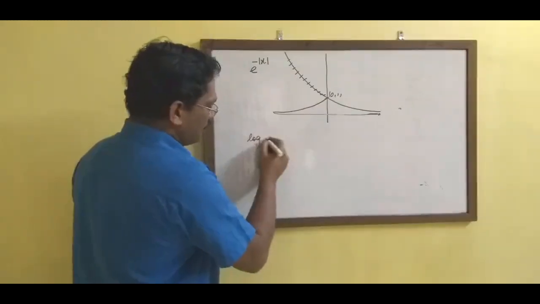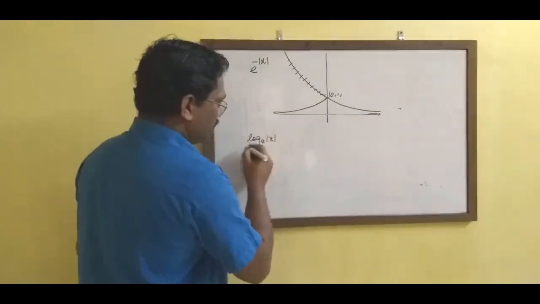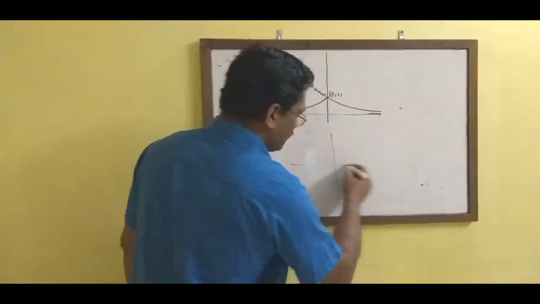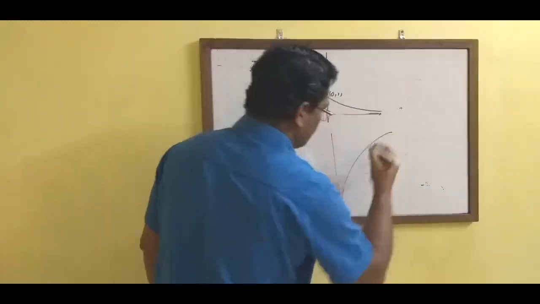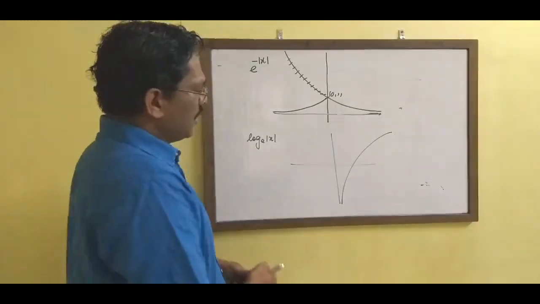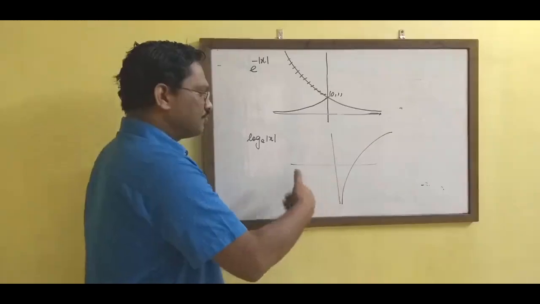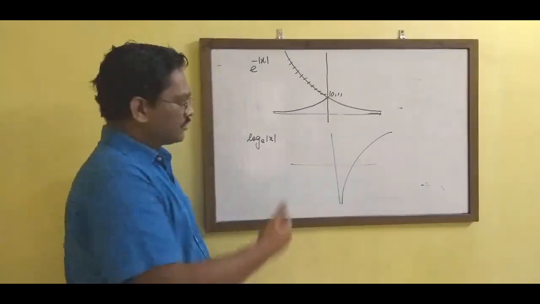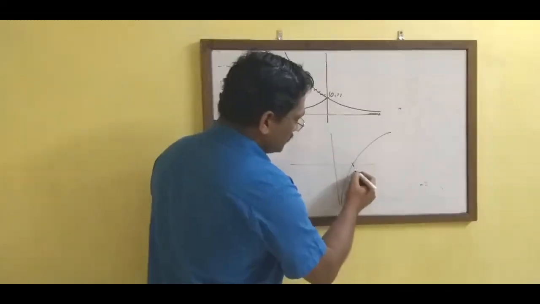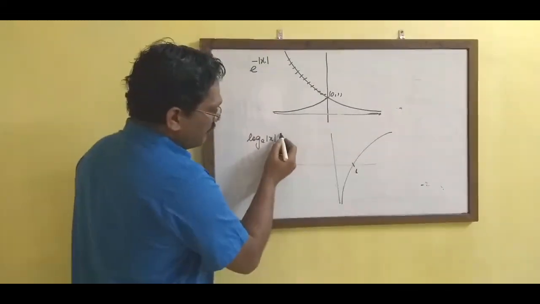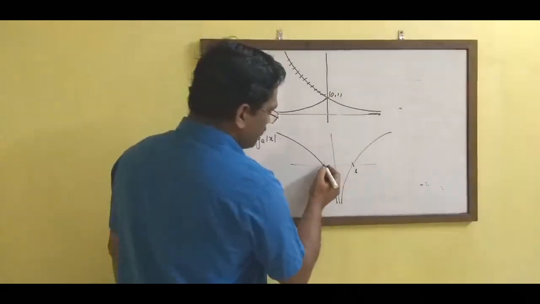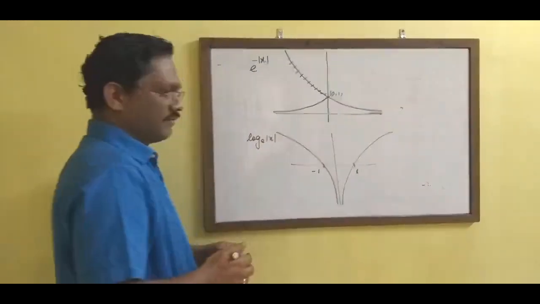Similarly, if I want to draw, say, log mod x, how do you draw it? See, log x has a graph like this. This kind of graph is followed by log x. Now, this graph exists only for x greater than 0, so there is no part on the left side as such. So if there is no part on the left side, all you have to do is just draw its reflection. This complete graph signifies the graph of log mod x.